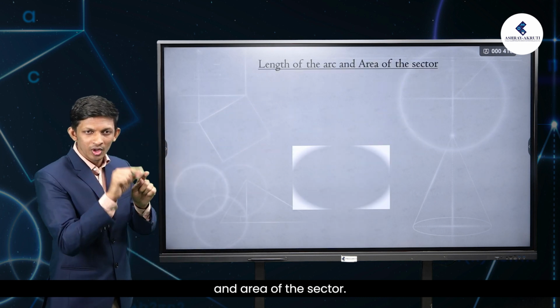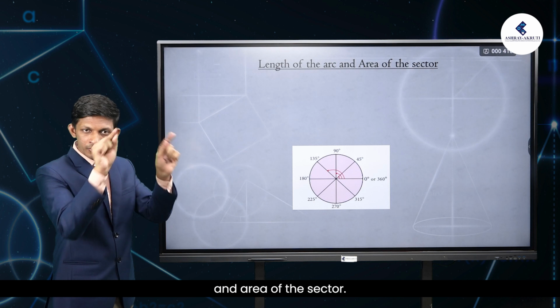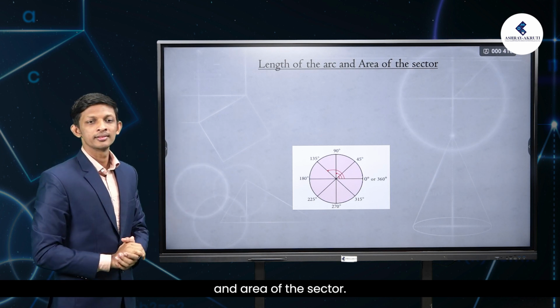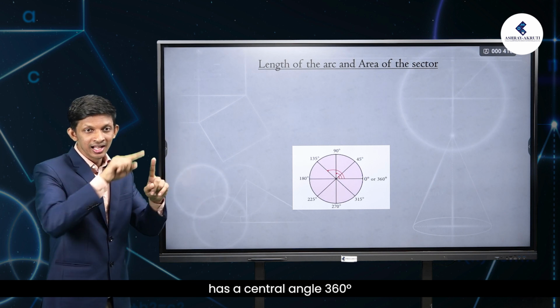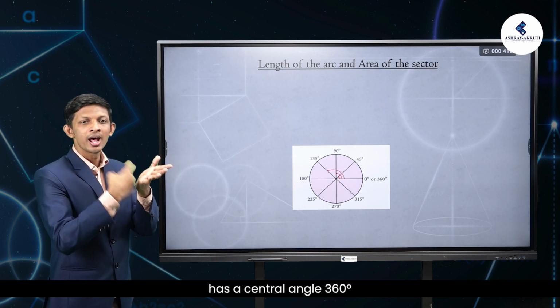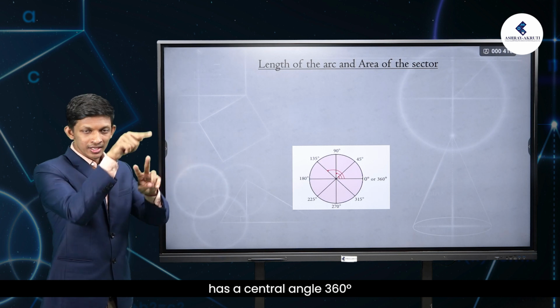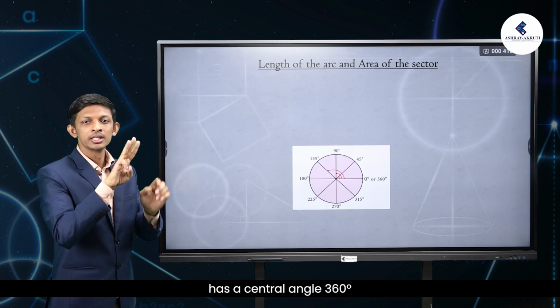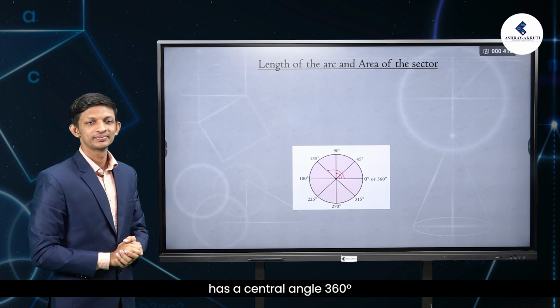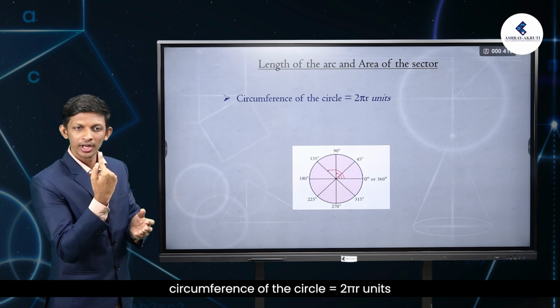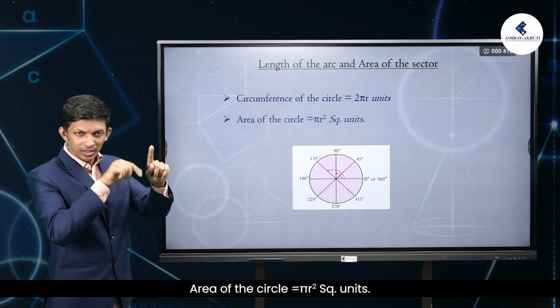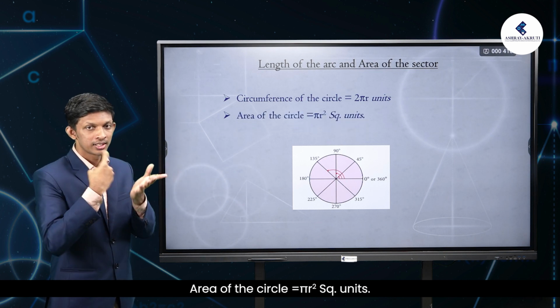Length of the arc and area of the sector. We have already learnt that a circle of radius r units has a central angle 360 degrees. Circumference of the circle is equal to 2 pi r units. Area of the circle is equal to pi r square units.